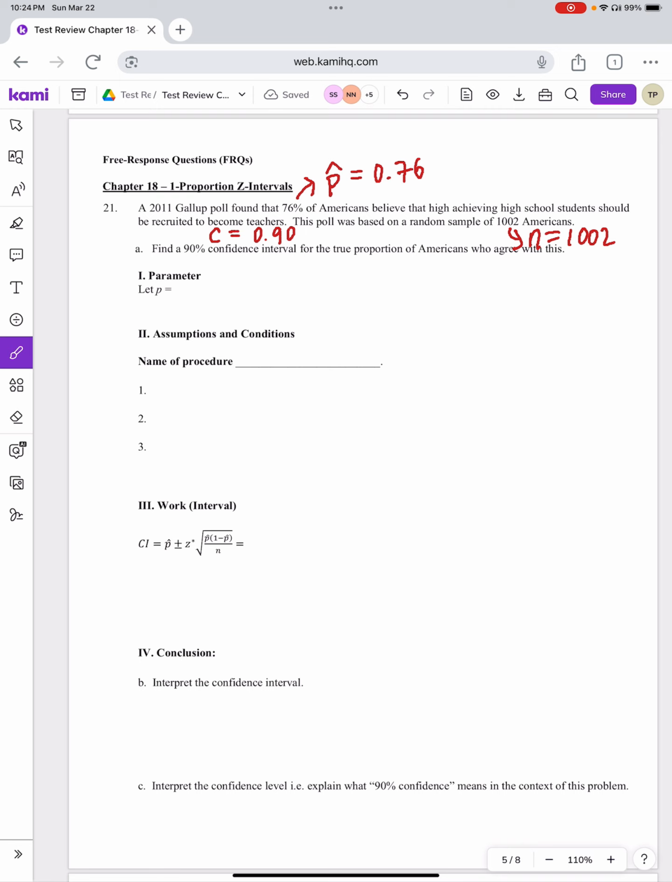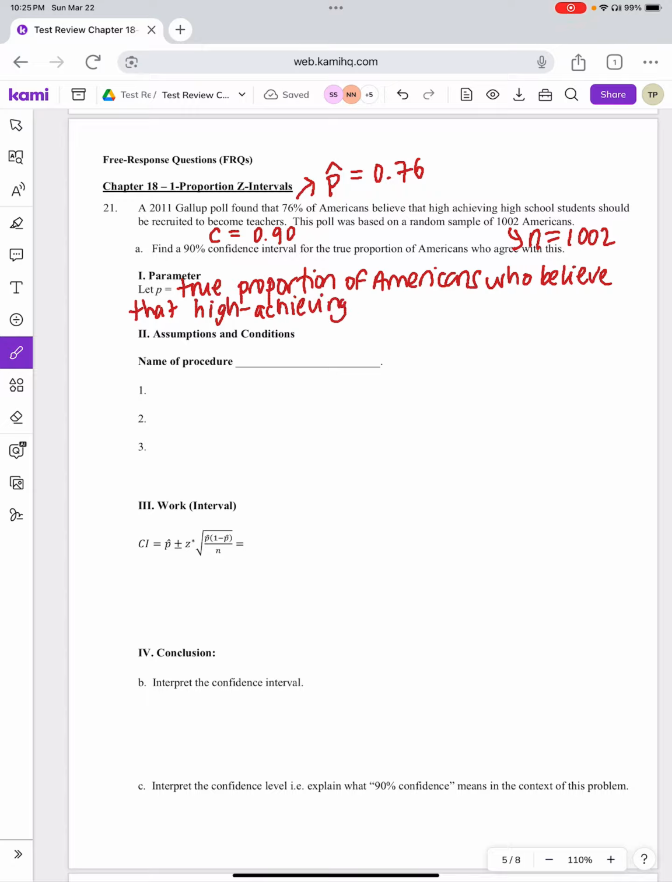This sentiment. So we need to first define what the parameter is. Let p equal the true proportion of Americans who believe that high achieving high school students should be teachers.